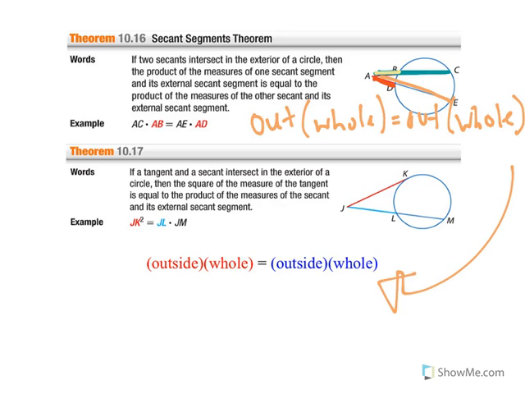Okay? Theorem 10.17 is pretty much the same thing. So we still have the outer piece and the whole thing. The only difference is if one of the pieces is tangent, you just multiply the tangent piece by itself. I like to say if the piece is tangent, the outer and the whole are the same thing. So outside times whole, and just multiply the same thing by itself. Okay? Which is why they get JK squared. It's really JK times JK. And then the outer JL times the whole thing. So outer times whole equals outer times whole. Okay?